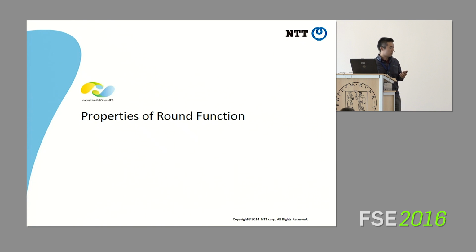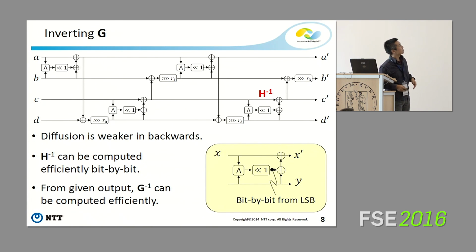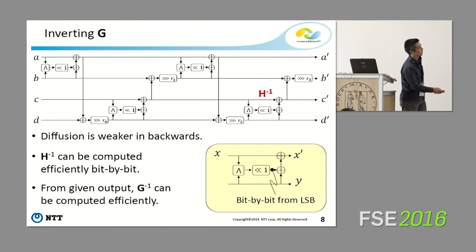Okay, so first, we studied some properties of round functions, so I want to explain some of them. So this is a round function, I mean the G function. And diffusion is weaker backwards than forwards. But actually, this property has been known in the ancestor of the NORX design. So we want to invert the G function first. I mean, this part is easily inverted. But the tricky thing is here: how to compute H inverse, which is written in the big figure here.